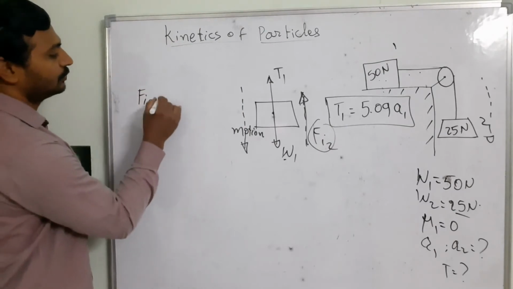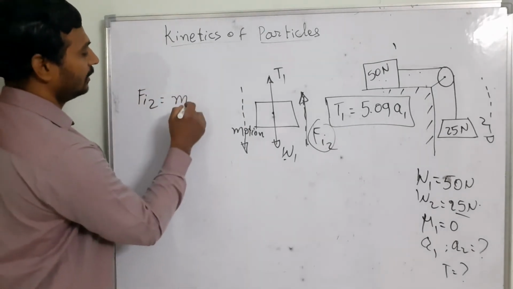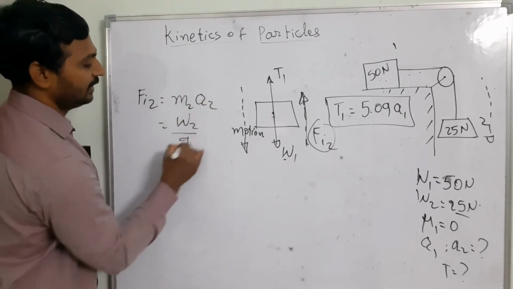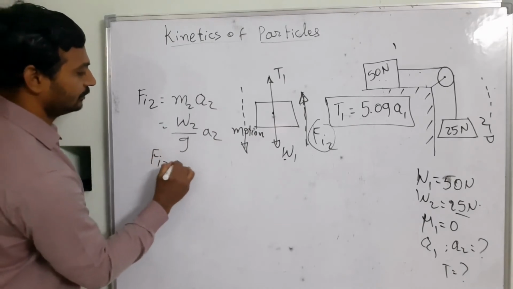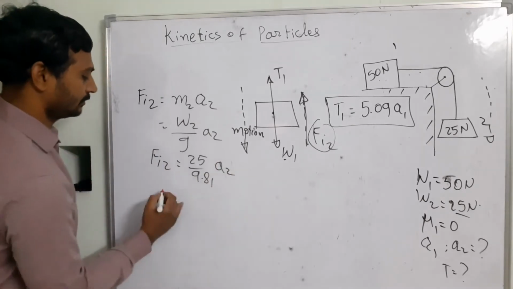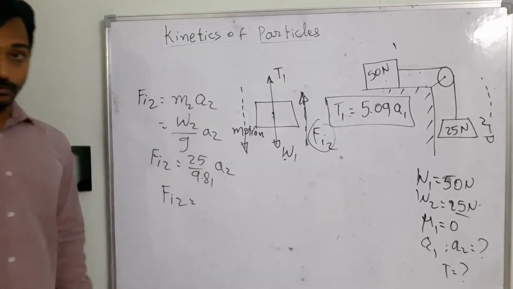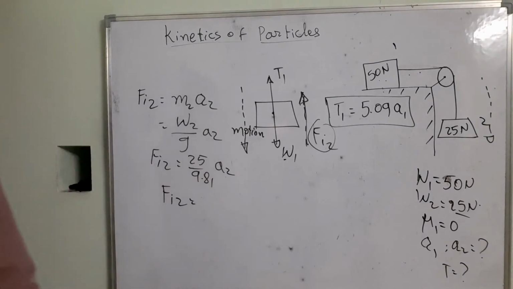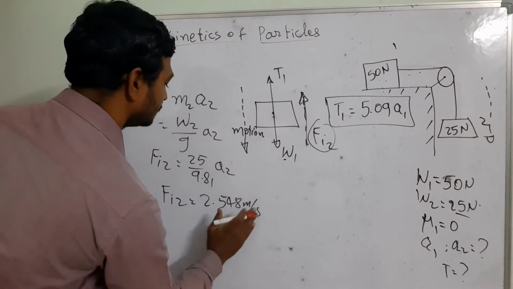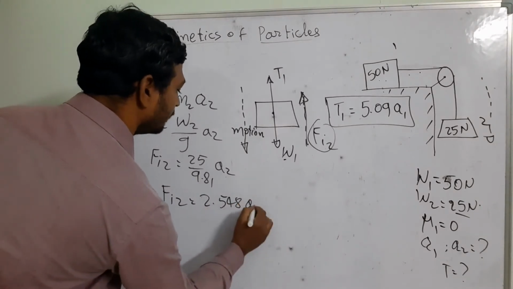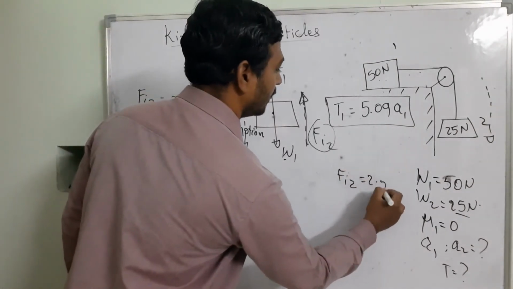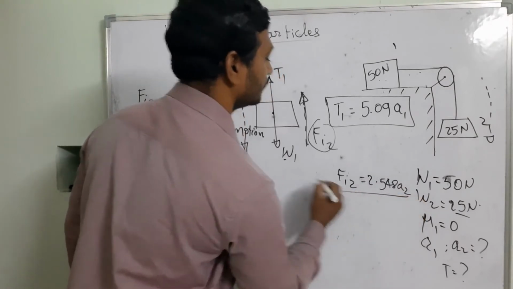So Fi2 is equal to M2 into A2, that is W2 by g times A2. Fi2 is equal to 25 by 9.81 A2. That is the inertial force of the block 2, equal to 2.548 into acceleration A2, in newtons, that I am writing here. Fi2 is equal to 2.548 A2, right?